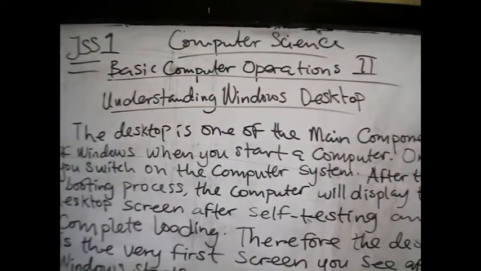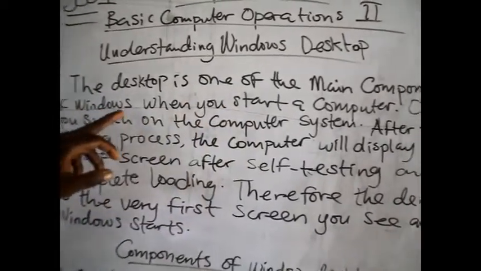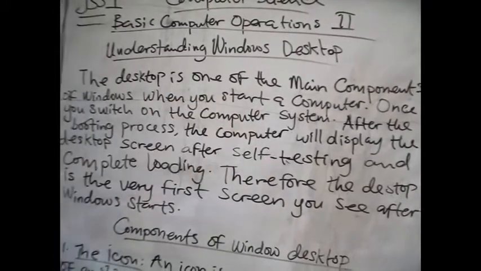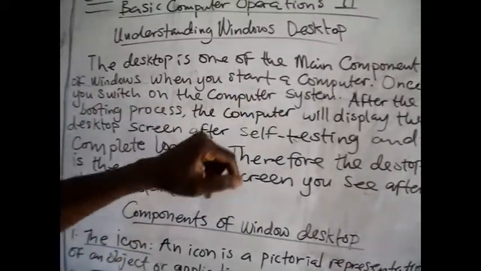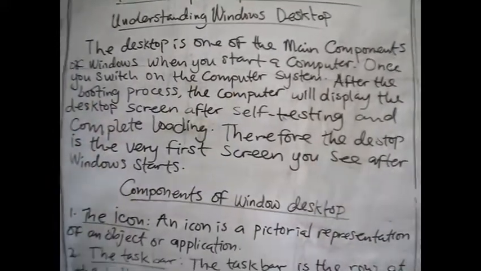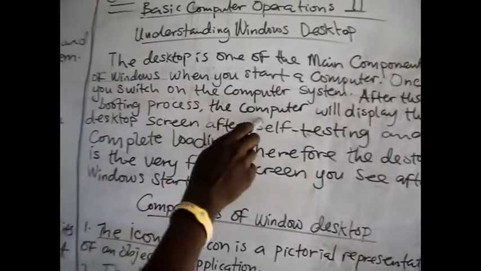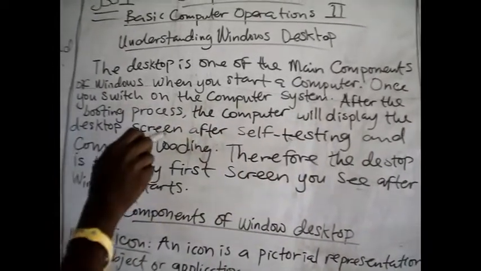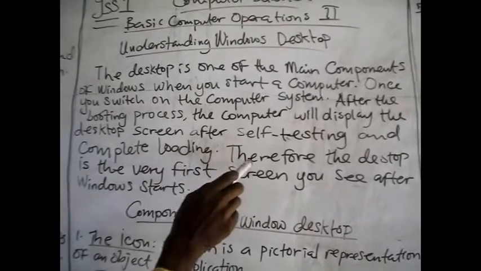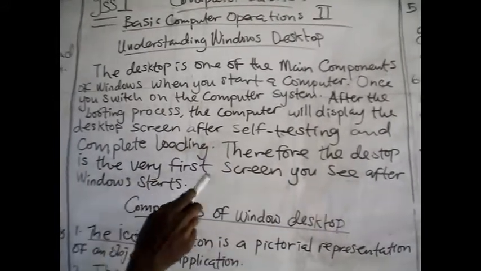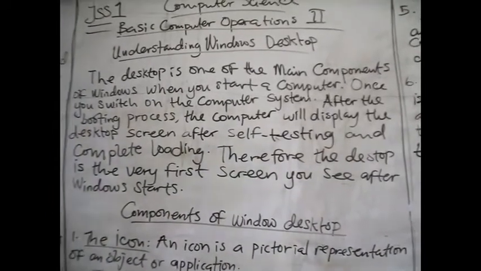What do we refer to as a Windows Desktop? The desktop is one of the main components of Windows. Once you switch on a computer and the booting process has been completed, the computer will display the desktop screen after self-testing and complete loading. So the desktop is the very first screen you see after Windows starts.